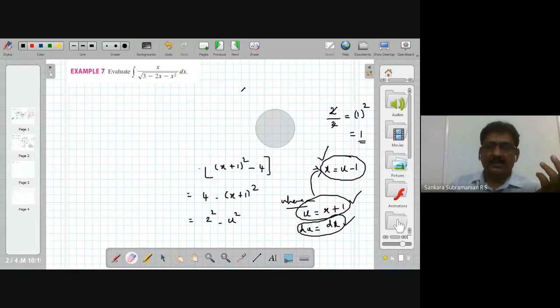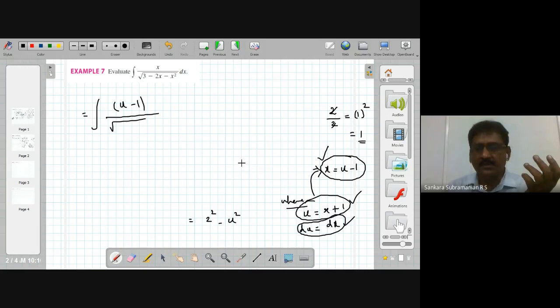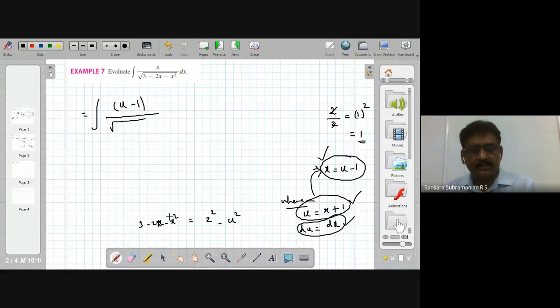இப்போ நான் வந்து என்ன பண்ண போறேன்னா this is equal to this integration, this is equal to integral of x இருக்கிற இடத்துல வந்து u minus 1 போட போறேன். Okay, by square root of இந்த இடத்துல 3 minus 2x minus x square. This is nothing but 2 square minus u square. Okay, into du. dx இருக்கிற இடத்துல வந்து என்ன போடணும் அப்படின்னா I have to put dx is equal to du.